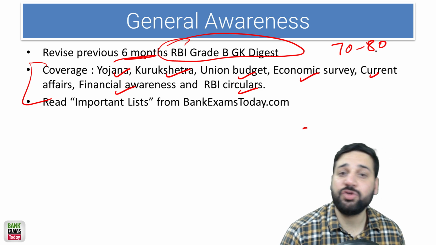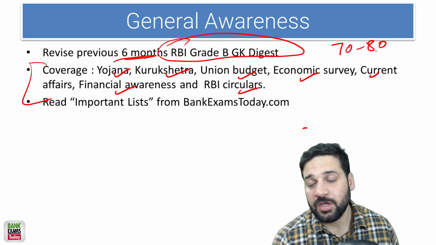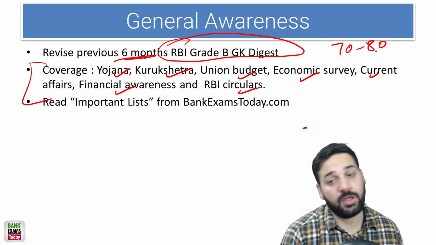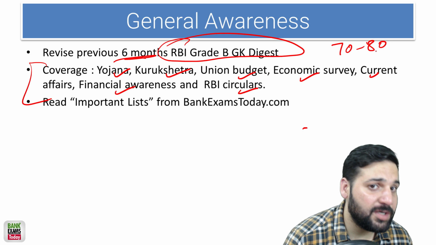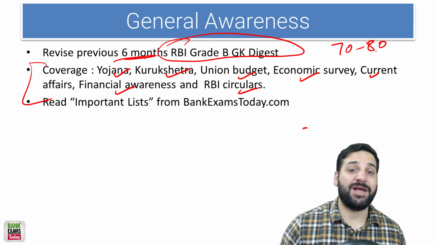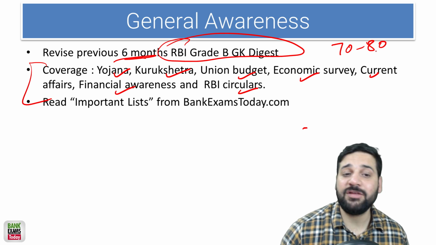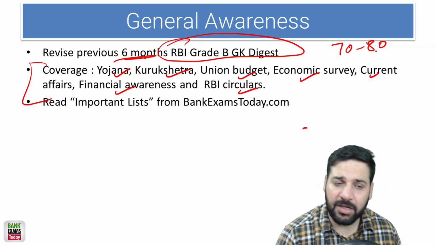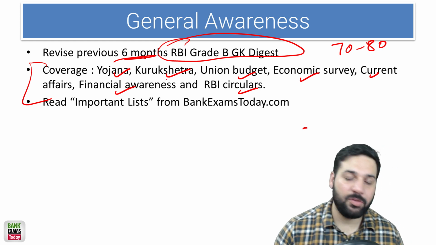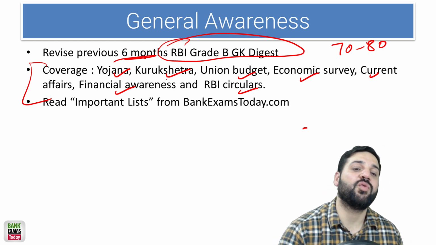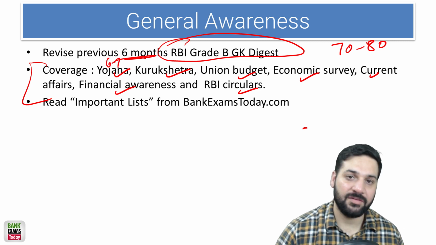And last year I saw a lot of questions from Kurukshetra in phase 1 as well as in phase 2. Kurukshetra is really important, Economic Survey is really important, Union Budget is really important, and RBI circulars are really important for the FM paper as well as for the general awareness section in phase 1. Reading Yojana for the last 6 months would be very difficult, so what we have done is we summarize the Yojana within 6 to 7 pages every month.